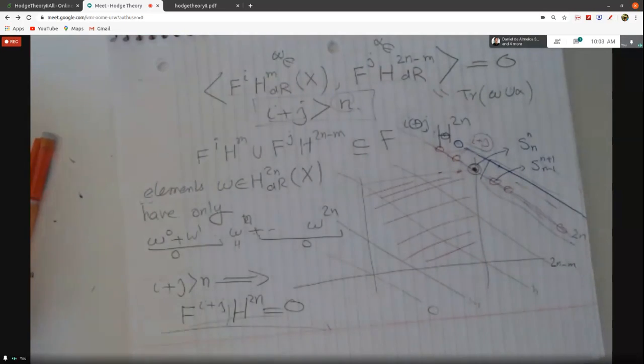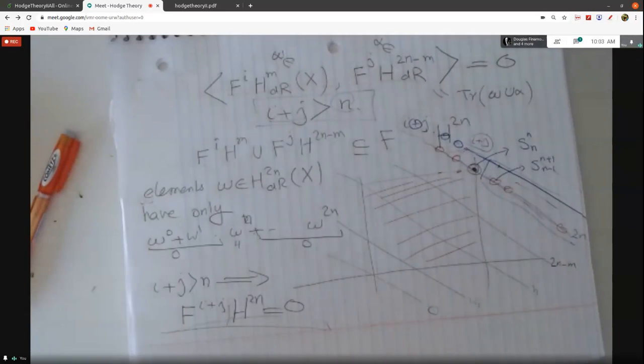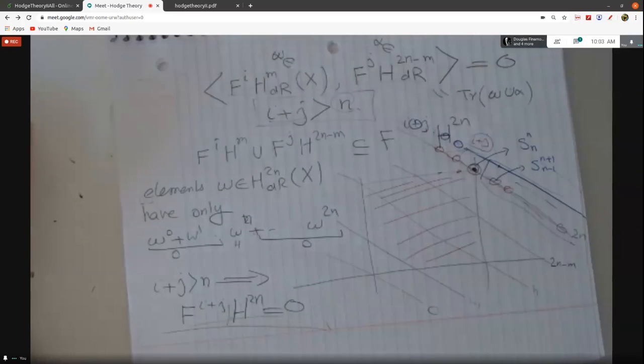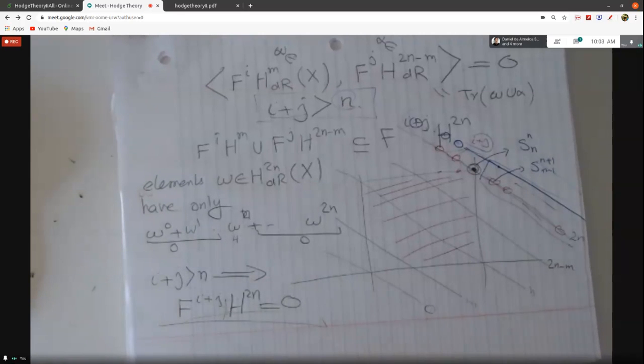So next time, I'm going to talk about the cohomology class of algebraic cycles, and then I will define the notion of Hodge cycle. Once again, this is not a classical way of presenting Hodge theory. I am trying to avoid harmonic forms, Hodge decomposition, and so on. I'm trying to present Hodge theory just as a package of topological and algebraic tools.